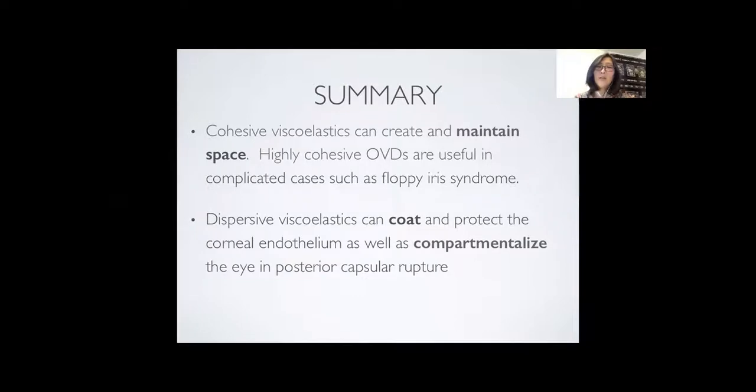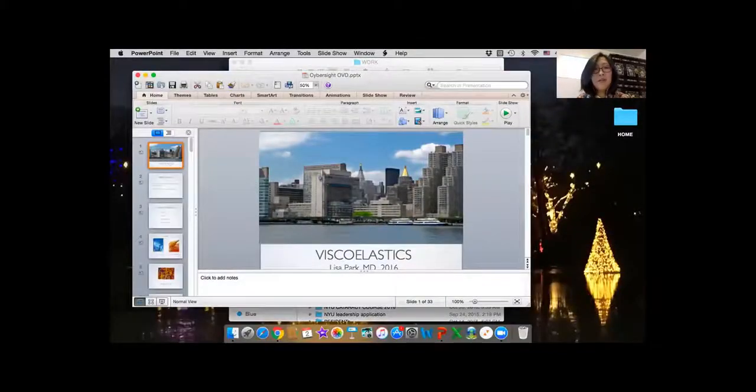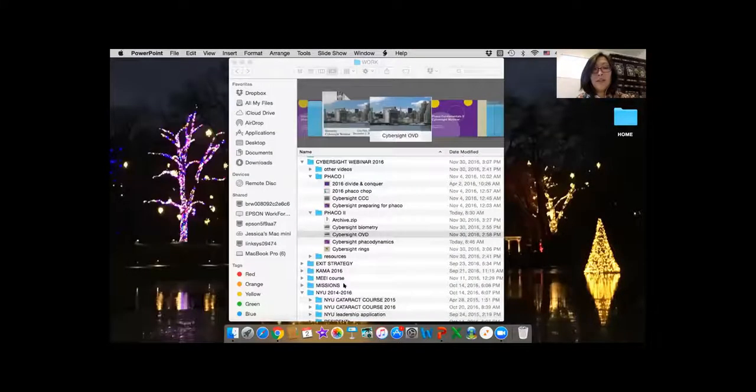So in summary, your cohesive viscoelastics maintain space, and highly cohesive OVDs can be used in complex cases such as pediatric cataracts and floppy iris syndrome. Your dispersives coat and protect the endothelium and can be used in order to prevent corneal edema, and they can compartmentalize the eye in posterior capsular rupture. So I highly encourage you to vary your use of OVDs in various types of cases.